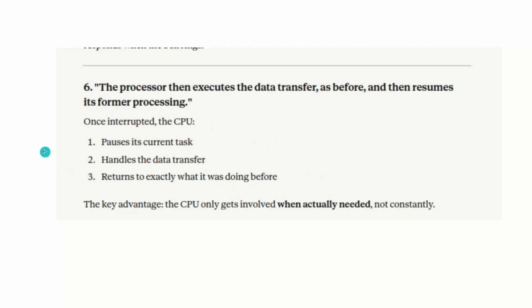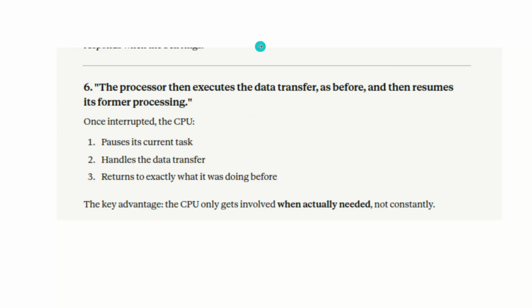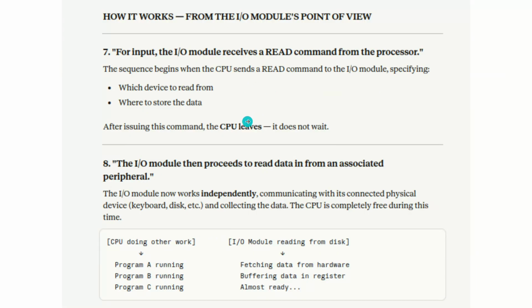So what happens here is that whenever an interrupt occurs, the CPU was doing some task. It will pause that task and go and handle the interrupt. The data transfer happens. Then it will return to exactly where it was after that, right? So this is how it basically works.